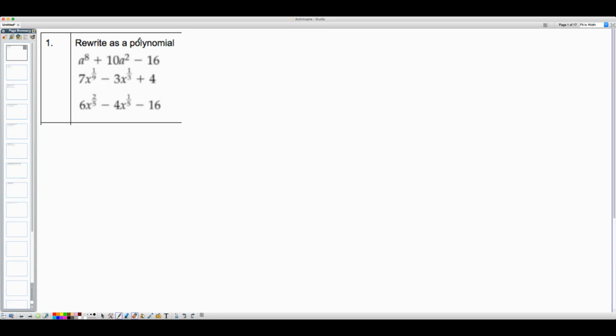This first one, we're not going to write as a polynomial. We'll try to rewrite these as a quadratic, and then we can use quadratic rules to solve it. So if I substitute in this first problem, if I let u equal a squared, I could rewrite this as u to the fourth plus 10u minus 16. And this is clearly not a quadratic. I don't know how to simplify it any more than this, so I'm not able to do this one. This is not one that I can rewrite.